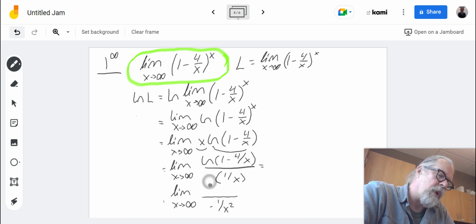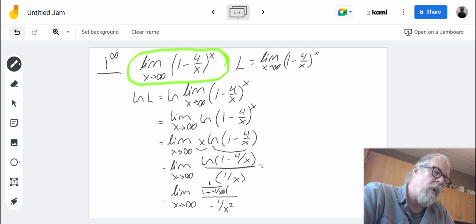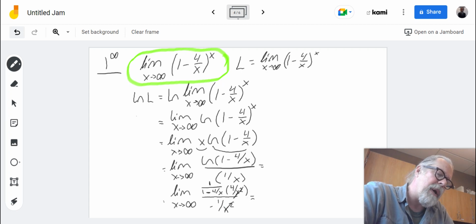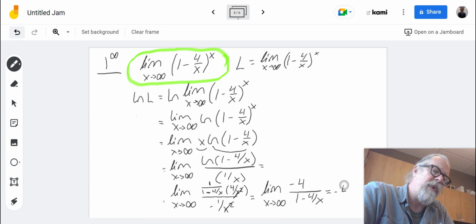The derivative of natural log is 1 over the thing inside times the derivative of the thing inside, and the derivative of the thing inside is negative 4 times negative x to the negative 2. So that is 4 times x to the negative 2. I'm going to reduce the x to the 2's, and what I end up with is the limit as x goes to infinity of negative 4 over 1 minus 4 over x, which is in fact negative 4.